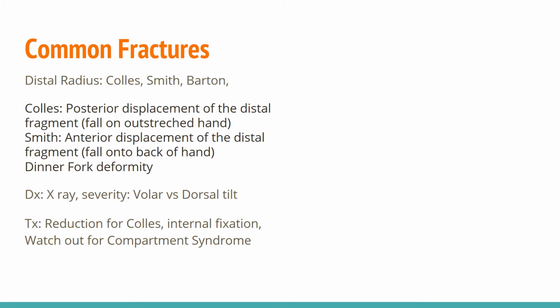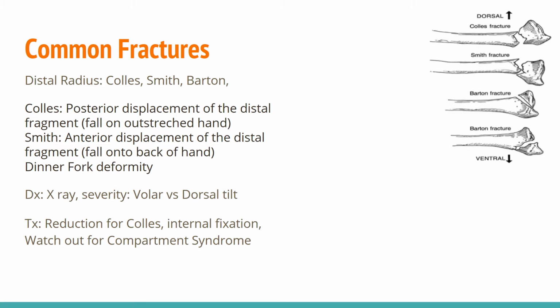So for the distal radius, you have 3 types of fractures: the Colles, Smith, and Barton. For the Colles, you have posterior displacement of the distal fragment of the radius, and this is fall on outstretched hand. Smith, you have anterior displacement of the distal fragment, and this is the fall into the back of the hand. Barton's fracture is fracture through the metaphysis and epiphysis here, and that can happen dorsally or ventrally. You can also have something called a dinner fork deformity.